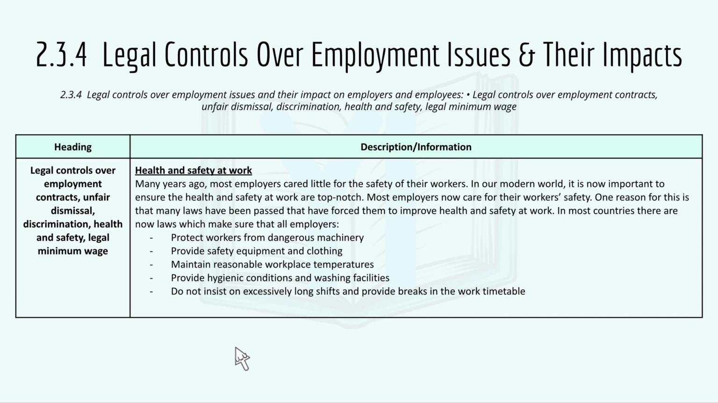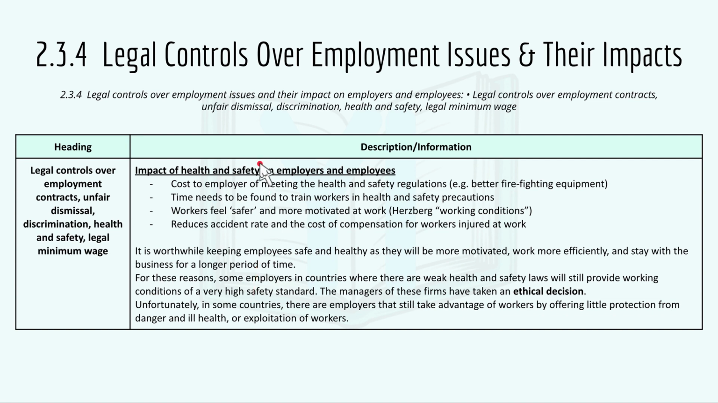And health and safety. Many years ago, most employers cared little for the safety of the workers, but now it's important to ensure that health and safety at work are top-notch. One reason for this is that many laws have been passed that have forced them to improve health and safety at work. In most countries, there are now laws which make sure that all employers protect workers from dangerous machinery, provide safety equipment and clothing, maintain reasonable workplace temperatures, provide hygienic conditions and washing facilities, do not insist on excessively long shifts, and provide breaks in the work timetable.